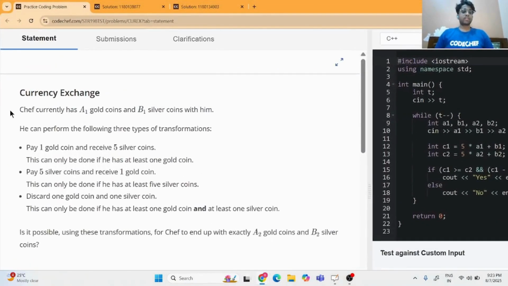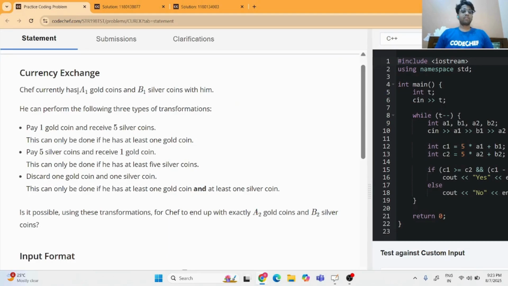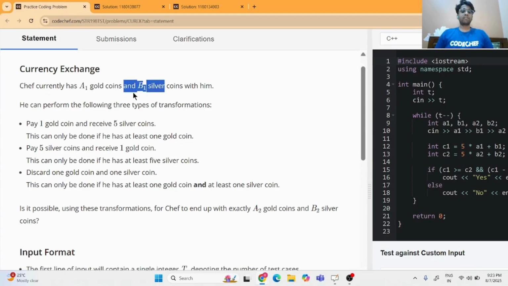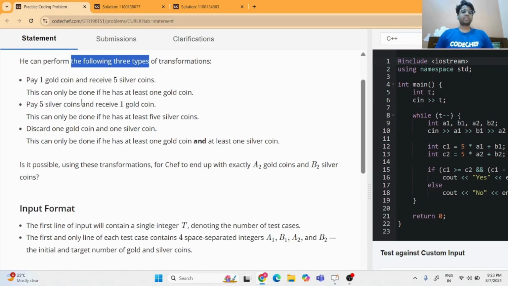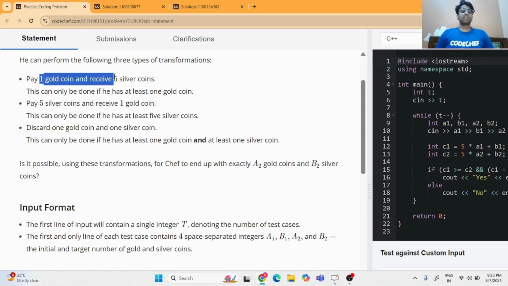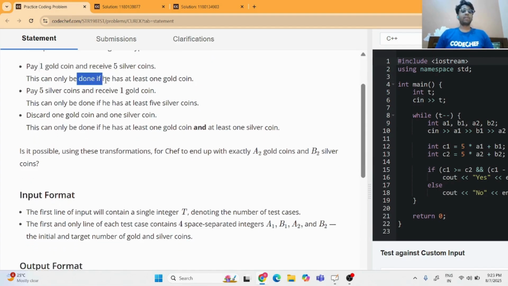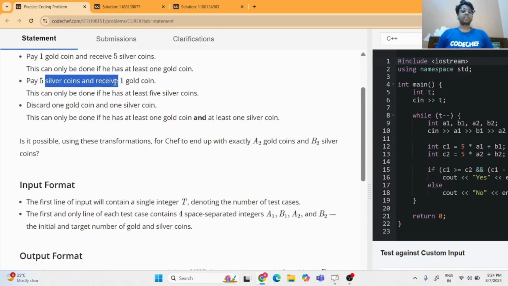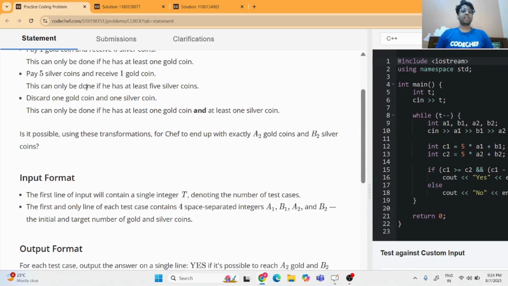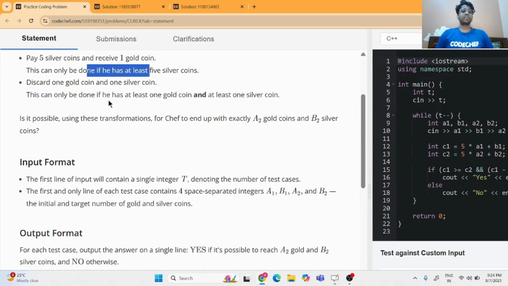So guys, the problem says Chef currently has A1 gold coins and B1 silver coins with him. He can perform the following three types of transformations. Pay one gold coin and receive five silver coins. This can only be done if he has at least one gold coin. Pay five silver coins and receive one gold coin. This can only be done if he has at least five silver coins.